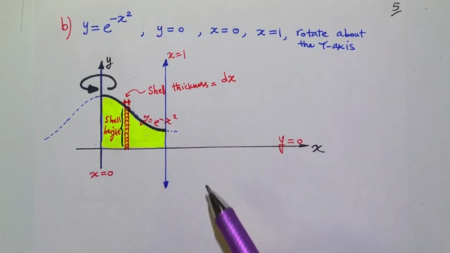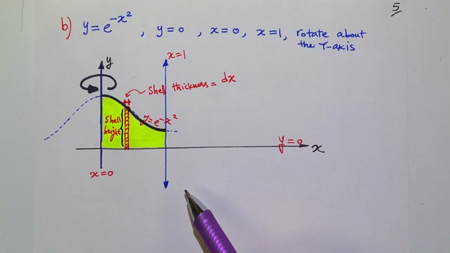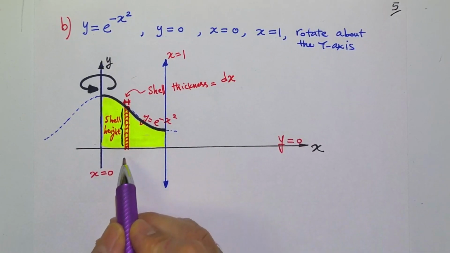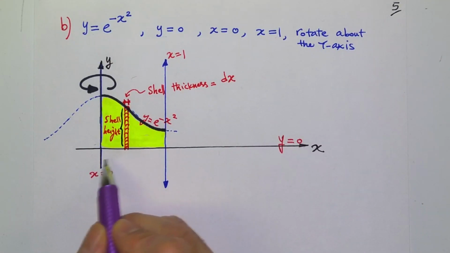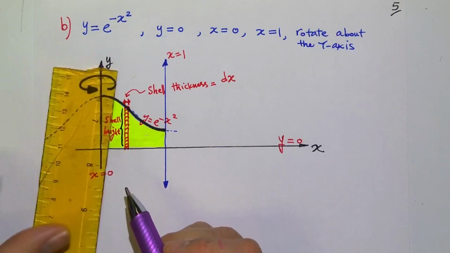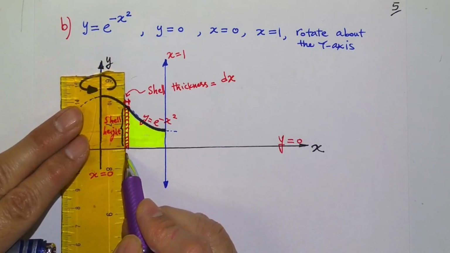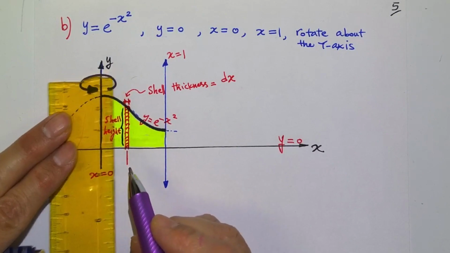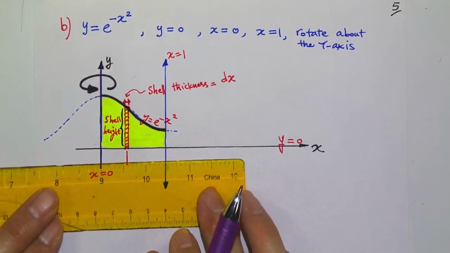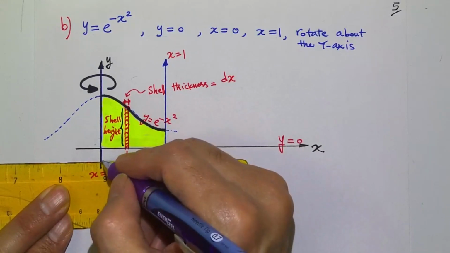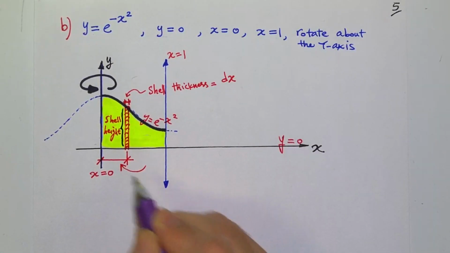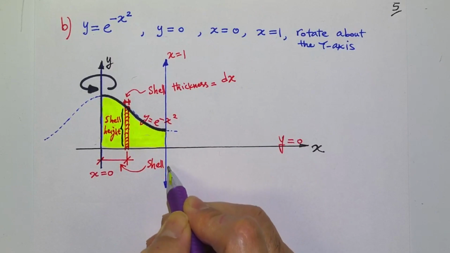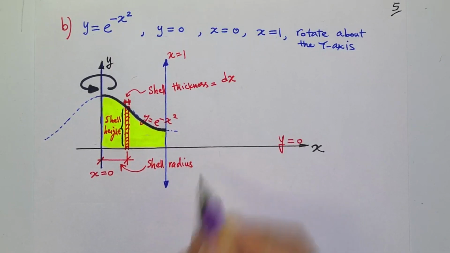And then we need to identify the shell radius. The shell radius is always the distance between the center of the shell and the axis of rotation. So let's draw that as well. Center of the shell and the axis of rotation. Shell radius.